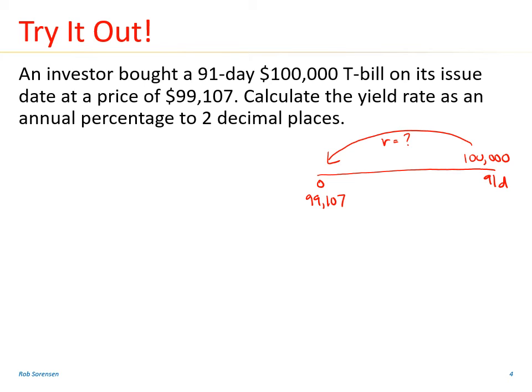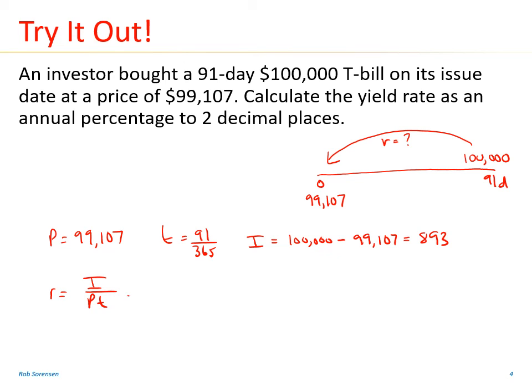Well, this one's not too challenging if we think about it. Originally, the person paid 99,107 for an investment that was going to last 91 days, and they earned a total of, and we can quickly do the math here to find out, that equals $893. They earned $893 if they did this deal. So what's R going to be? Well, it's I over PT. And that's going to be $893 over 99,107.